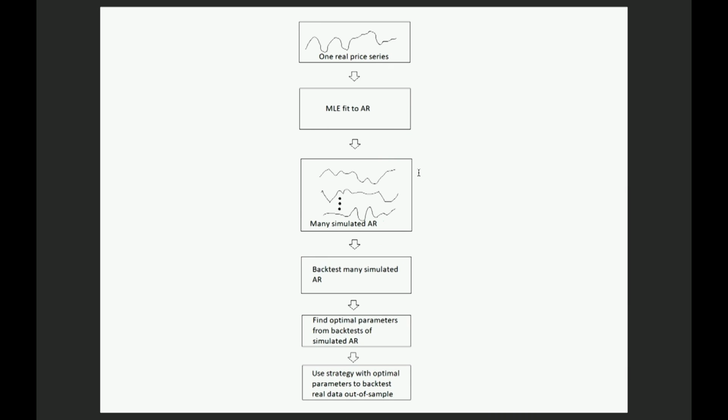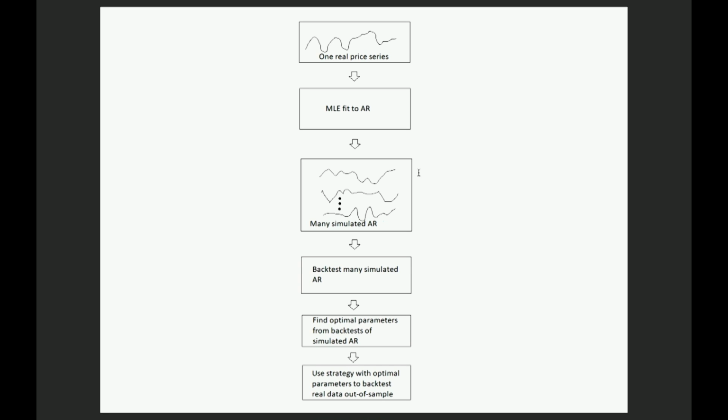OK, so just to illustrate the workflow of this simulation, first of all, we have to start with a historical price series, just like any other backtest. That's the top box. Then the next step is that we fit a discrete time series model to it. In our case, let's stick with the simplest autoregressive model, usually fit by maximum likelihood estimation. No problem with that. Any financial time series textbook will have a function for doing that. Any software package will have a function for doing that.